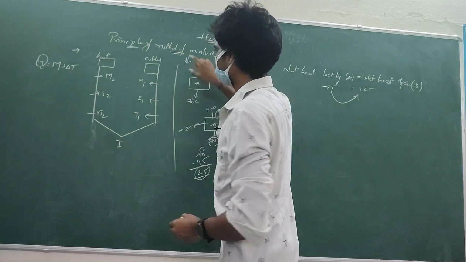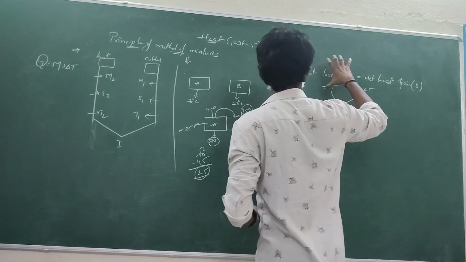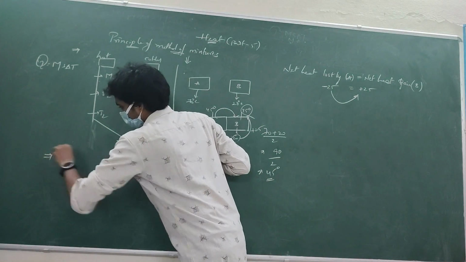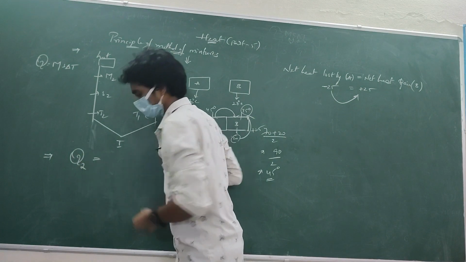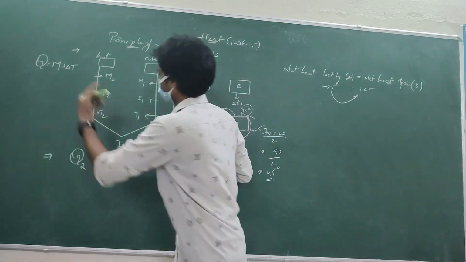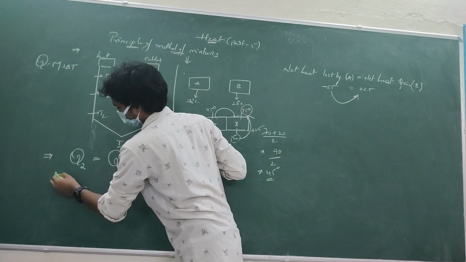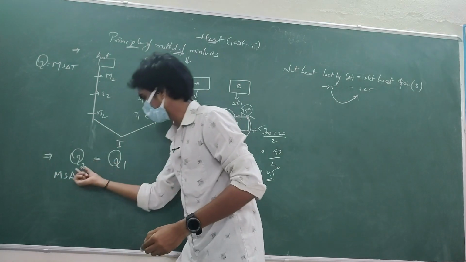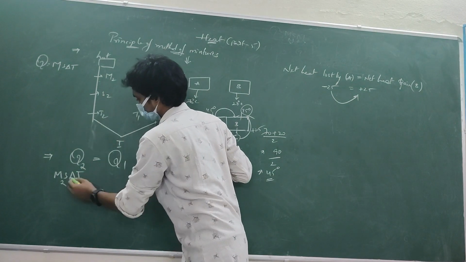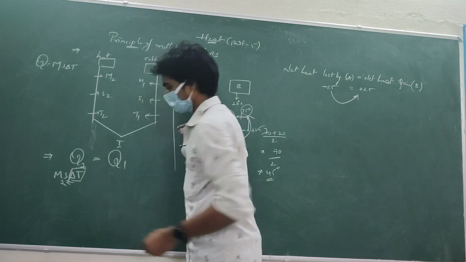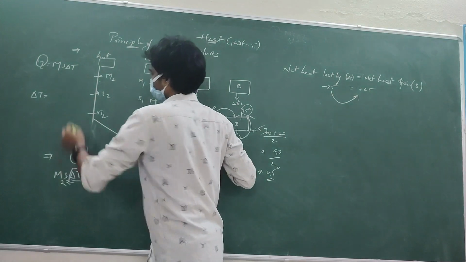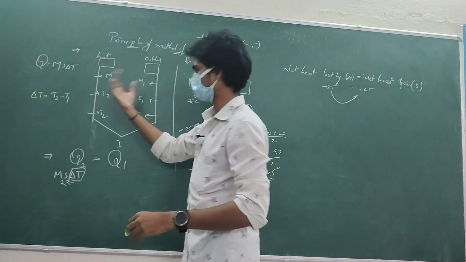So, from the principle of method of mixtures, we say net heat lost by hot body is equal to net heat gained by cold body, that is Q2 is equal to Q1. From the formula, as you know, Q is M S delta T, right? In this case, for Q2, M represents M2, S represents S2, and delta T represents the change in temperature. For delta T, we are going to write the temperature difference, that is T2 minus T1, right?